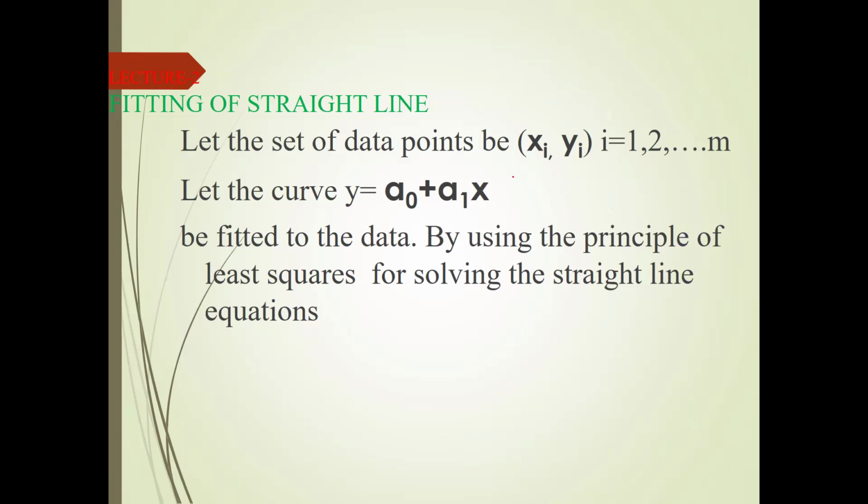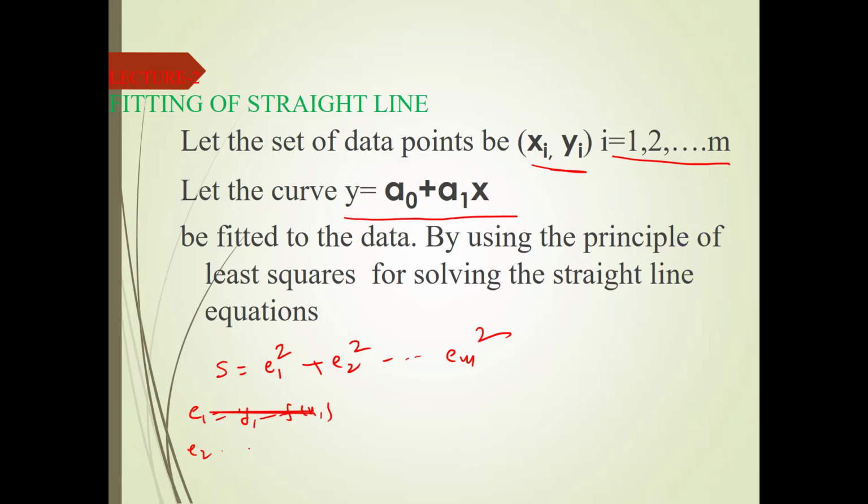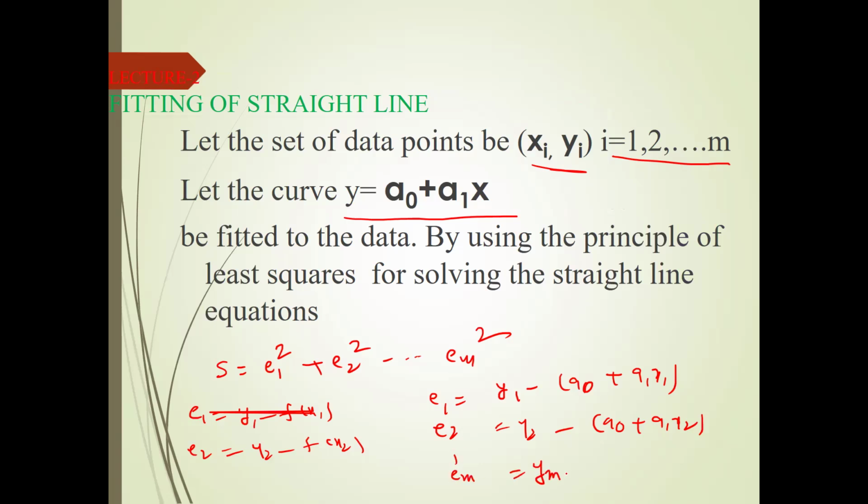Let the set of data points be (xi, yi), where i = 1 to m. Let the straight line be y = a0 + a1x. By using the principle of least squares, S = E1² + E2² + ... + Em². E1 is y1 minus f(x1) and E2 is y2 minus f(x2). So E1 is y1 minus (a0 + a1x1), E2 is y2 minus (a0 + a1x2), and so on, Em is ym minus (a0 + a1xm).